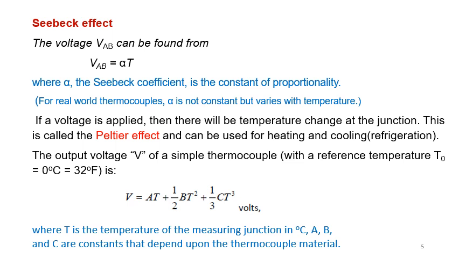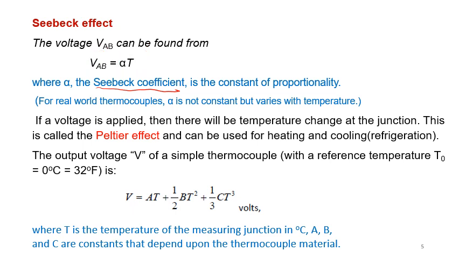In the Seebeck effect, the voltage VAB, which I mentioned just now, is proportional to alpha times T. The voltage VAB is equal to alpha times T, where alpha is the Seebeck coefficient and T is the temperature. So the voltage VAB is equal to the constant, the Seebeck coefficient, times the temperature. From there, we can find the relation between the temperature and the voltage.